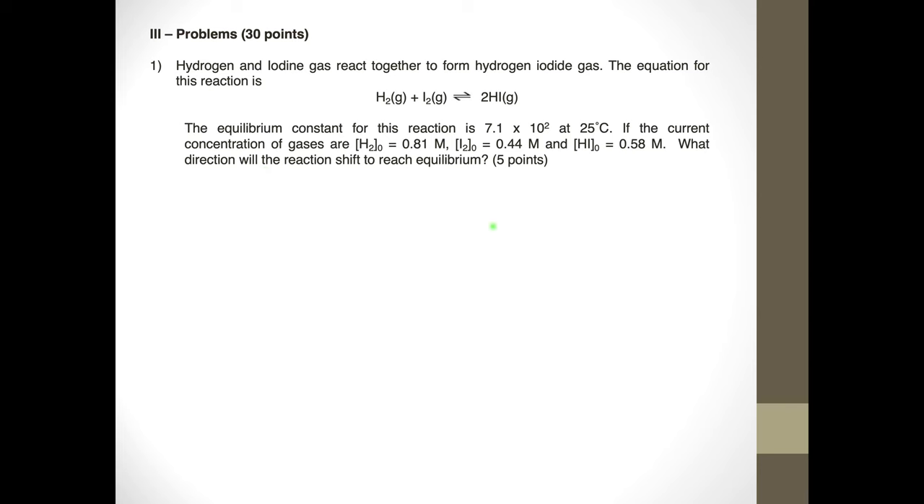Because we don't know whether we are in equilibrium or not, we're going to use the reaction quotient, Q. That is going to be the same expression as the K, but we can use it at any point of the reaction, even when it is not at equilibrium. By doing this, we can calculate Q and compare it with Kc, the equilibrium constant. So the concentration of the hydrogen iodide is 0.58, so we substitute all those values here. The concentration of hydrogen is 0.81. The concentration of the iodine is 0.44. We calculate there the Q.